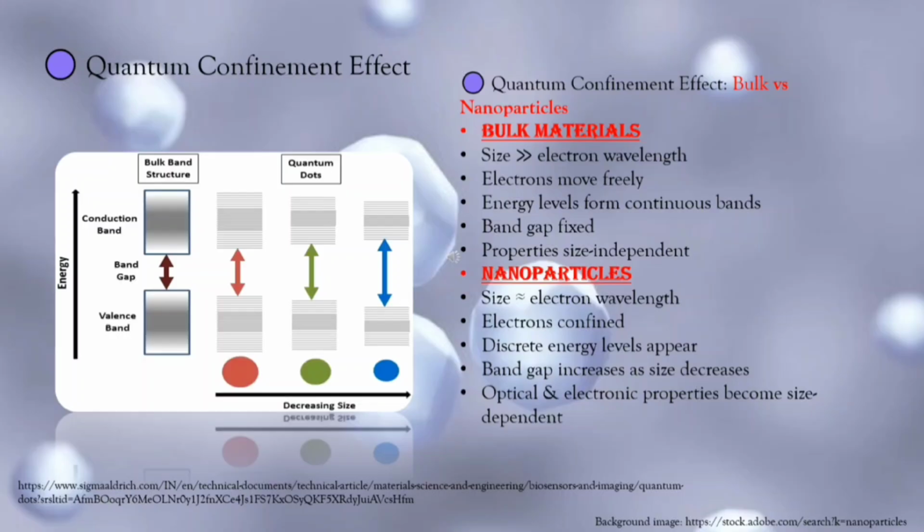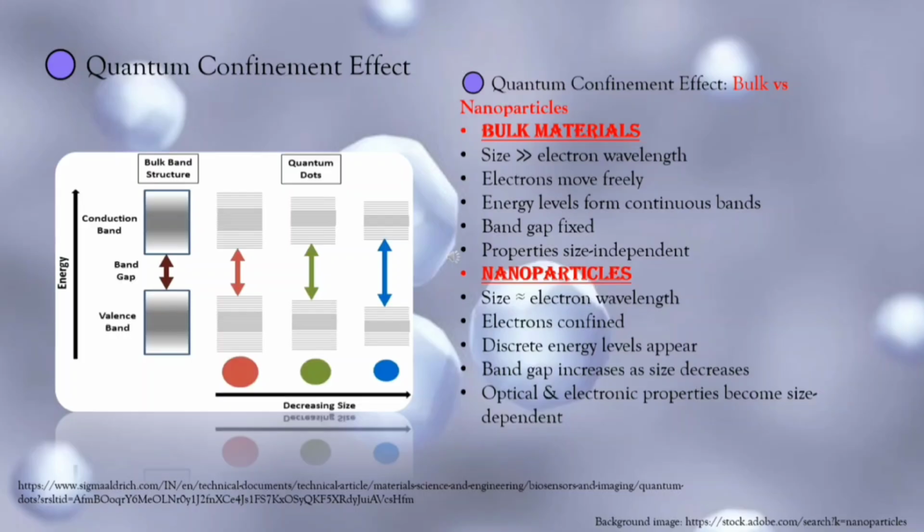In nanoparticles, electrons are restricted to a very small region of space. Because of this restriction, only certain discrete energy levels are allowed. The spacing between these energy levels increases as the particle size decreases. So this leads to changes in the band gap of the material. Smaller nanoparticles usually have larger band gaps, while larger ones have smaller band gaps.